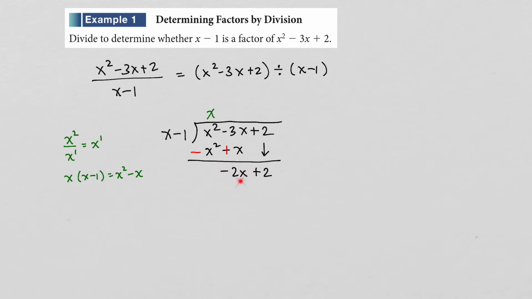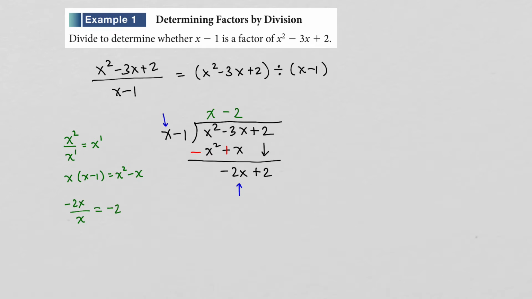So now we're focused on the very first term of what we have left, which is negative 2x. And that negative 2x gets divided by the divisor here, which is x. So again, you're just focusing on those first two terms. Well, what is negative 2x divided by x? Well, it is negative 2, and that is what goes up here.